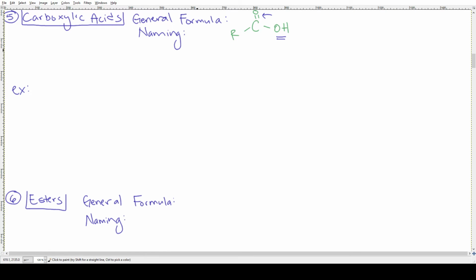Okay, so anyway, these guys, their names end with oic. They end with oic acid, actually, to be accurate. So you could be given this drawing and asked to name it.